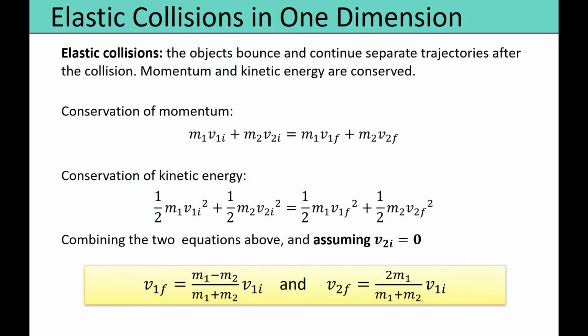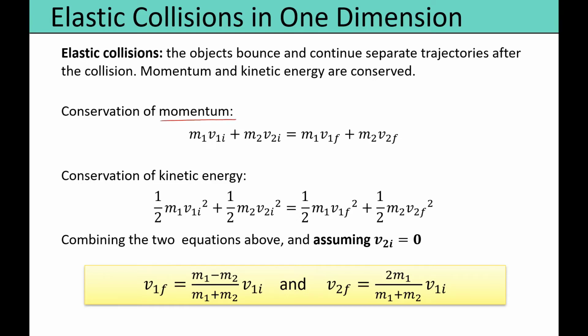Let's now analyze the case of elastic collisions. Remember, these collisions happen between very rigid objects such as two billiard balls, so that when they collide, the objects do not suffer any deformation, and for that reason, no kinetic energy is lost. So, since kinetic energy and momentum are conserved at the same time, we can write the two equations for conservation of momentum and conservation of kinetic energy.